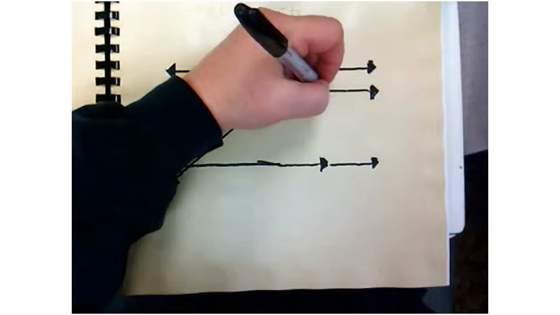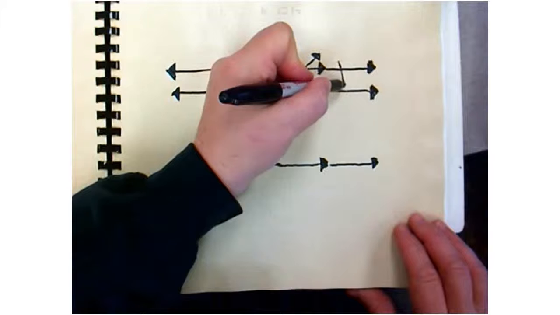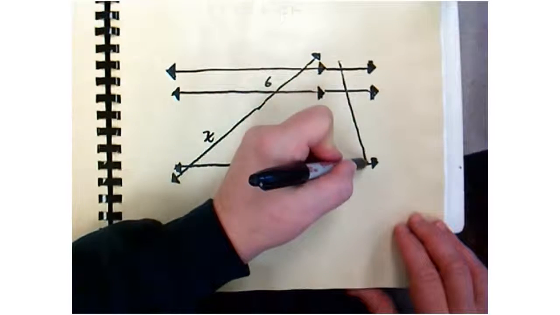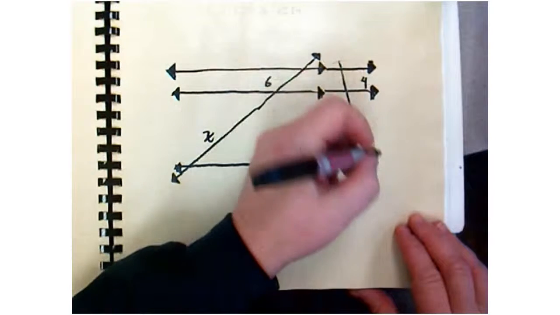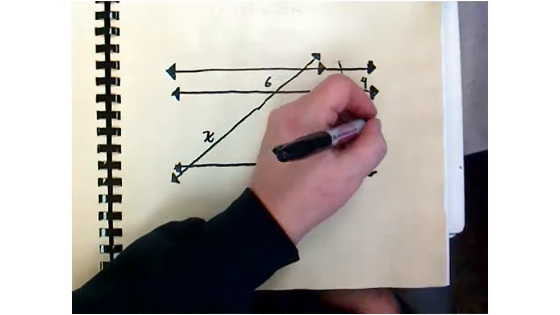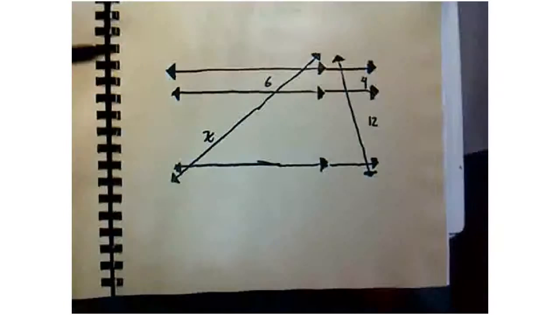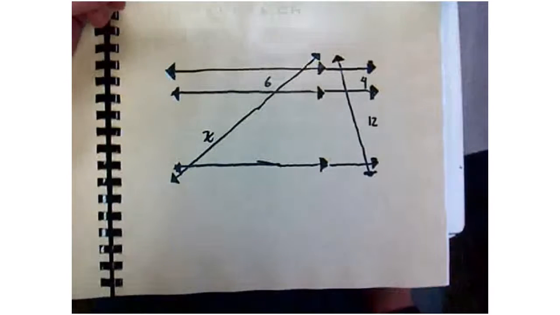The right transversal is intersecting our 3 parallel lines, and up at the top, the intersection at the first 2 is 4 units. And then the intersection of the middle and the third one is 12 units. So what is the value of x?